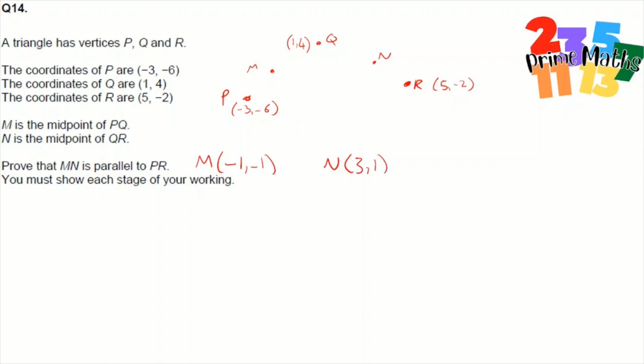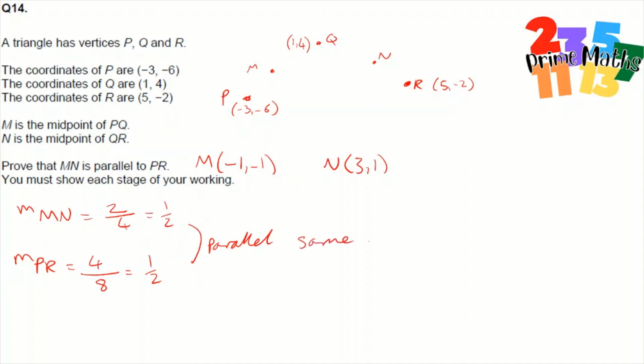So to prove they're parallel, we want to work out the gradient of MN. So the gradient of MN is our difference in our y coordinates, which is 2, divided by our difference in our x coordinates, which is 4. So the gradient is 1/2. For PR, we do the same. The difference in our y coordinates from P to R is 4, and the difference in our x coordinates is 8. This also simplifies to 1/2, so we can show that they are parallel because they have the same gradients.